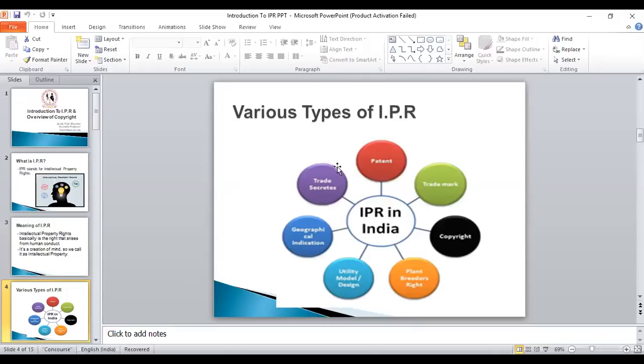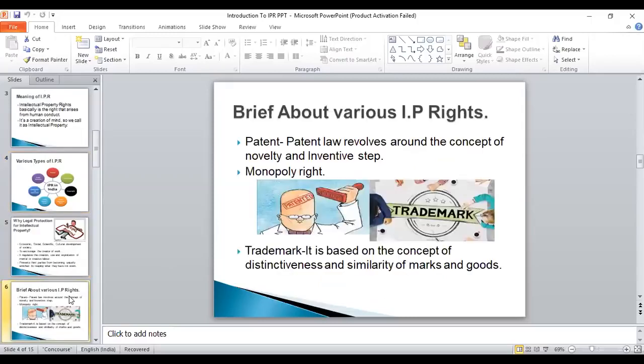Now, moving ahead, we will see what the various types of IPR are. Nowadays, we have patent, trade secrets, trademark, copyright, GI, and plant varieties. These are various sorts of IPR. IPR is never single. IPRs are many, and they have different strata to work on. Patent works on different things, trademark works on different things, copyright works on different things, and the same way trade secret, GI, and plant variety. So we'll have a quick description of what all those properties are, and a brief about every IP right.